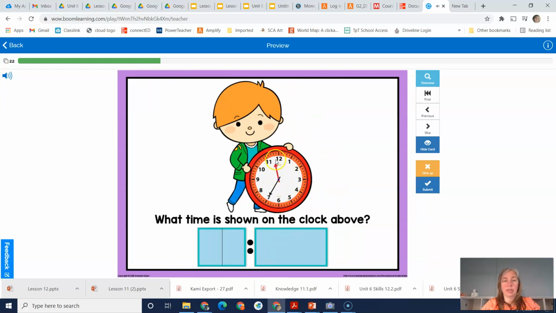The hour is between the 11 and the 12, so it's 11. And my minute hand is pointing here to the 7th big tick marks. I count by 5s. 5, 10, 15, 20, 25, 30, 35.